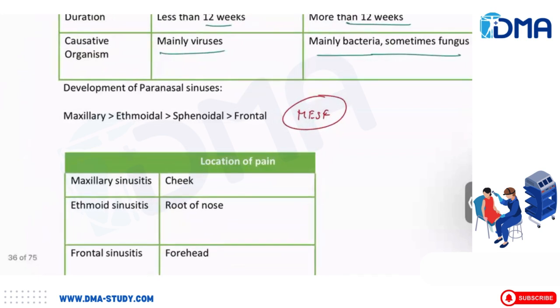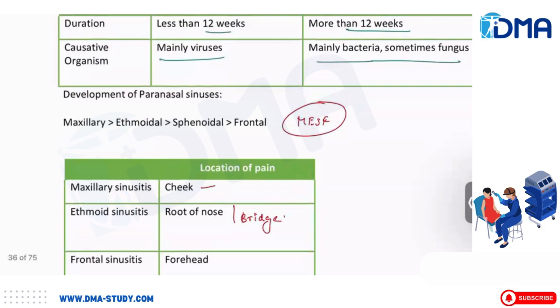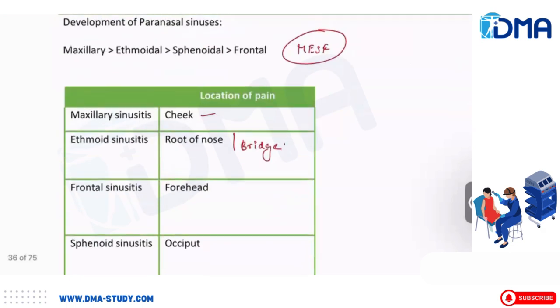So maxillary sinusitis, you'll have cheek tenderness. That's the first sinus to develop, the largest sinus. Okay. Ethmoid sinusitis is over the root of the nose or bridge of the nose. The patient secondly develops the ethmoid sinus. Third one is frontal sinusitis, or occipital headache.